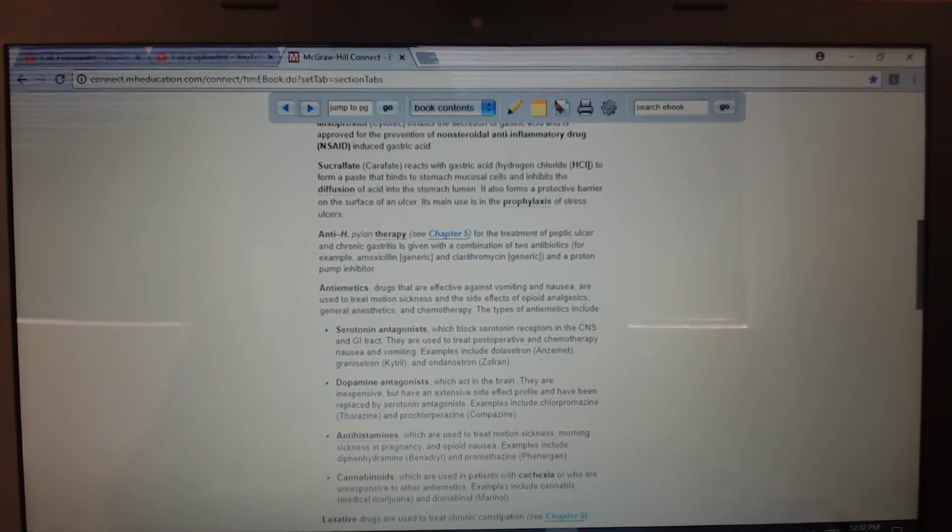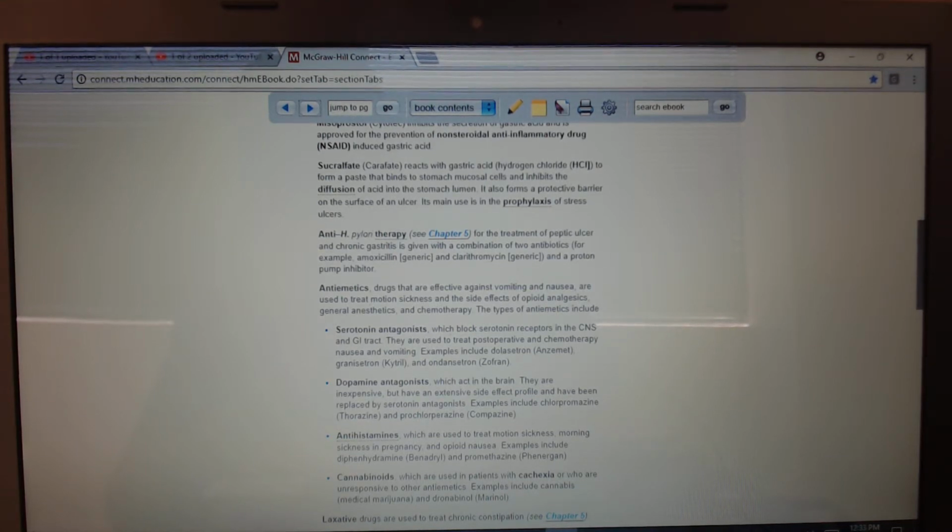Antiemetics, drugs that are effective against vomiting and nausea, are used to treat motion sickness and the side effects of opioid analgesics, general anesthetics, and chemotherapy. The types of antiemetics include serotonin antagonists, which block serotonin receptors in the CNS and GI tract. They're used to treat postoperative and chemotherapy nausea and vomiting. Examples include dolasetron, Anzemet, granisetron, which is Kytril, and ondansetron, which is Zofran.